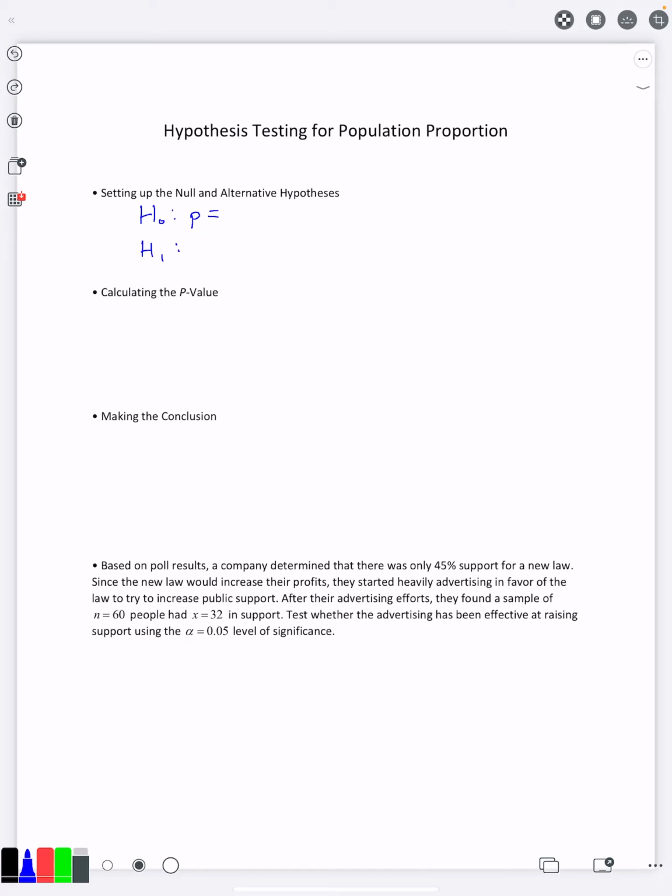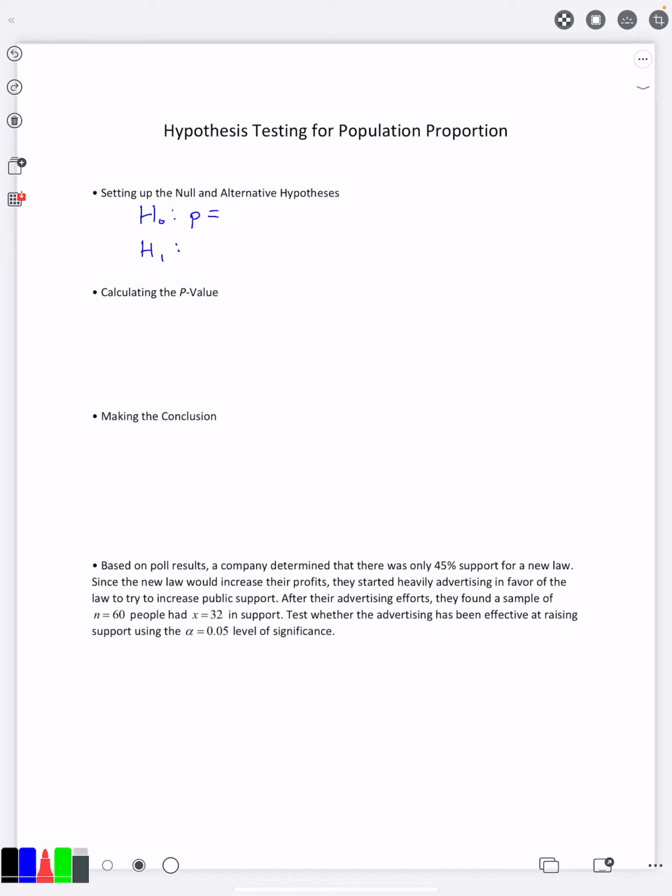Now to figure it out, we read the problem and we're going to base it off of this example down here at the bottom. It says, based on poll results, a company determined that there was only 45% support for a new law. Since the new law would increase their profits, they started heavily advertising in favor of the law to try to increase public support. After their advertising efforts, they found a sample of 60 people had 32 in support. Test whether the advertisement has been effective at raising support using alpha equals 0.05 level of significance. So you have to read that and understand what they're saying and what they're trying to do.